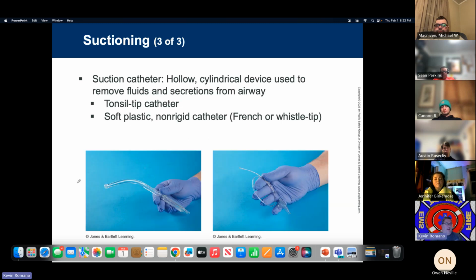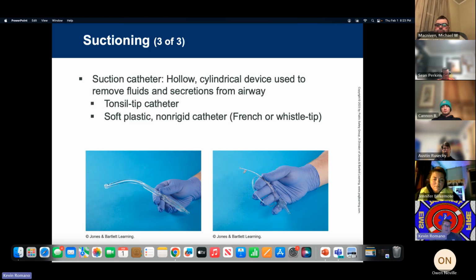This is a suction catheter. This is a hollow cylindrical device used to remove fluids and secretions from the airway. All right, this is called a tonsil tip, otherwise known as the Yankauer. Hard tip suction. There's all different names for it. Great for suctioning. Just make sure you have some sterile water next to you so you can suction it afterwards if you have a lot of secretions.